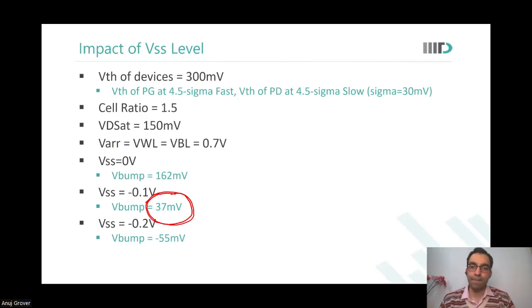So VSS is on the source of the pull down, right? Yeah. What I meant to ask is that V bump is equal to 37 millivolts and V bump is equal to minus 55 millivolts. So which is the better case out of these two for stability? So that I already answered. Minus 55 is better.